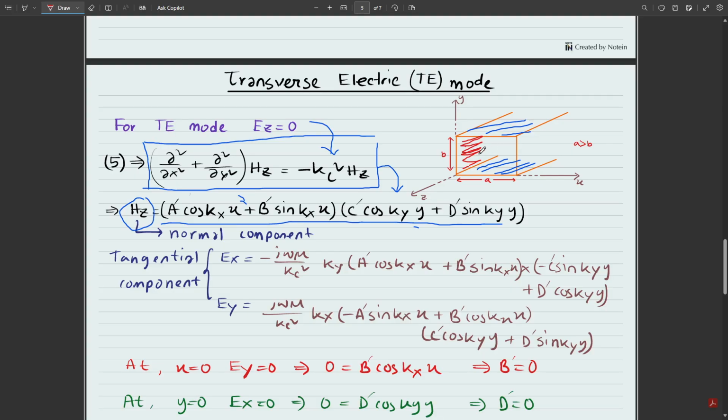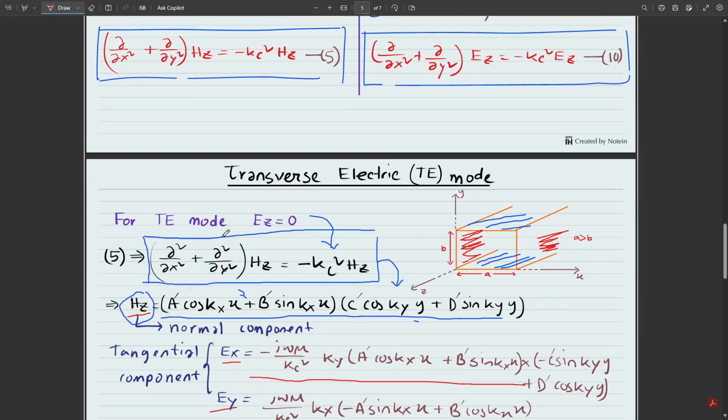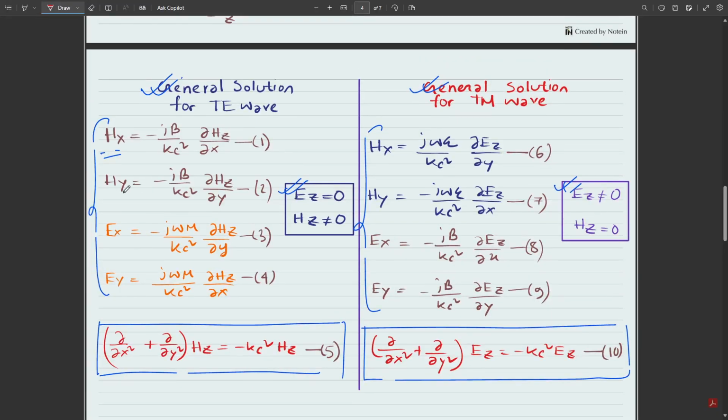So at x equals 0, this will also be 0, and at x equals a, it will also be 0. Okay, right. So to fit in the equations, we'll be finding Ex and Ey from Hz. So how are these equations derived? Okay, so we'll be taking help of this equation.